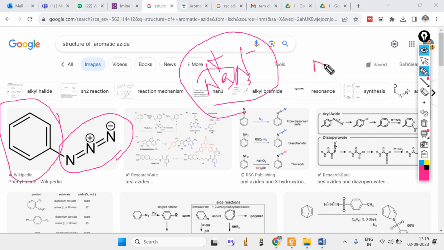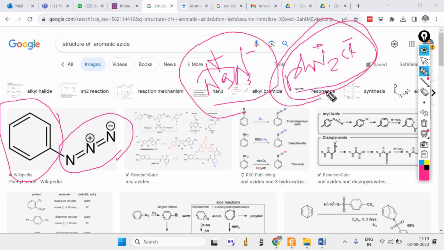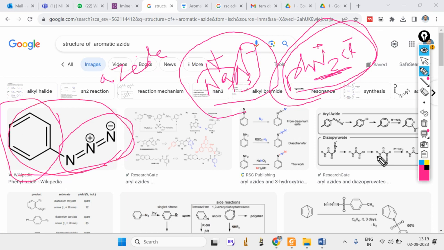In the class we have discussed N2 Cl minus. What is the structure? Can anyone tell? Just comment it. It is Ph N2 plus Cl minus, diazonium chloride. This is diazo, N2. But if it is N3, that is triazo, known as azide. You remember this one. So this is the structure of azide, phenyl azide.